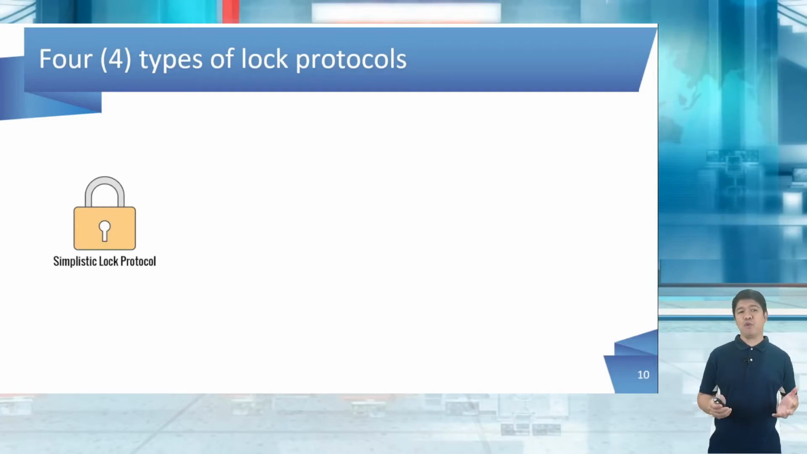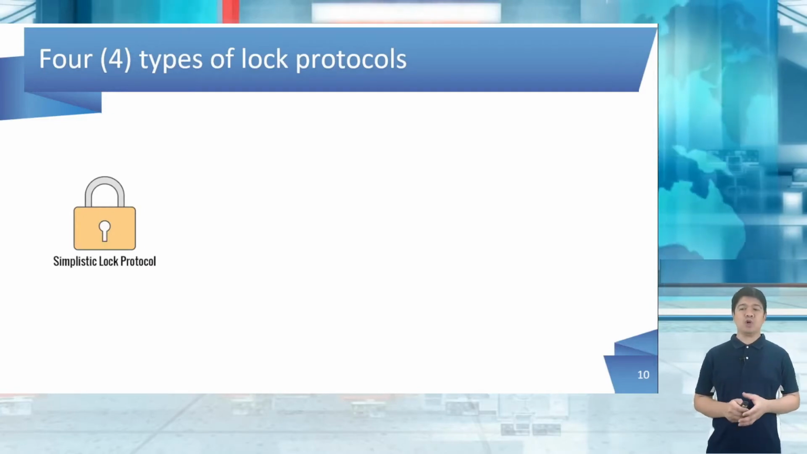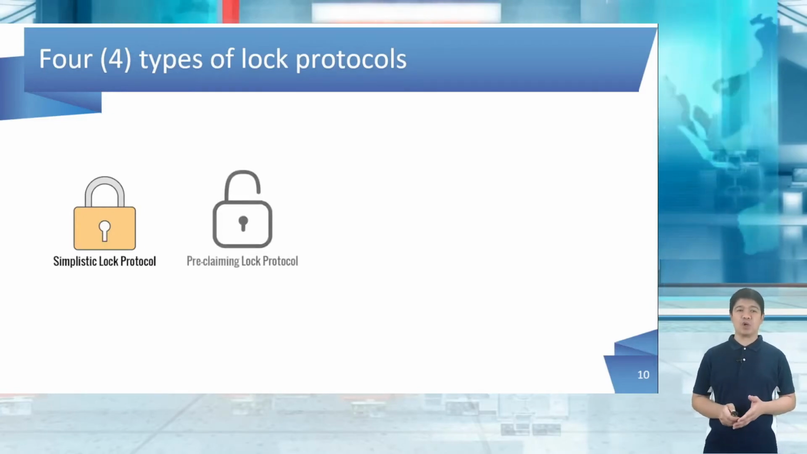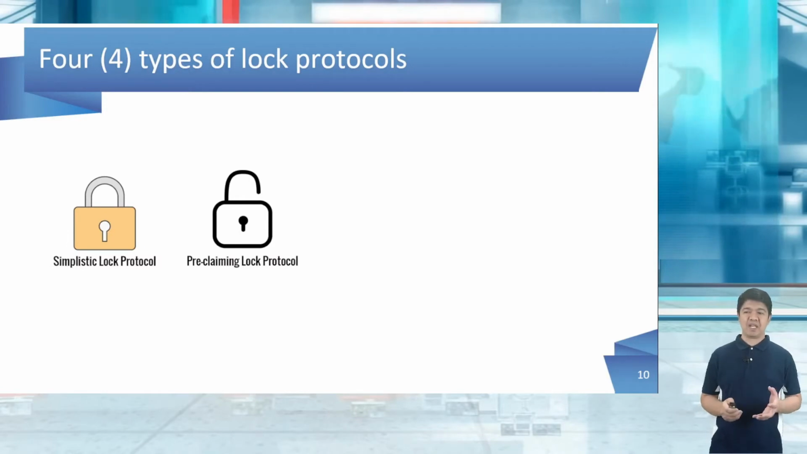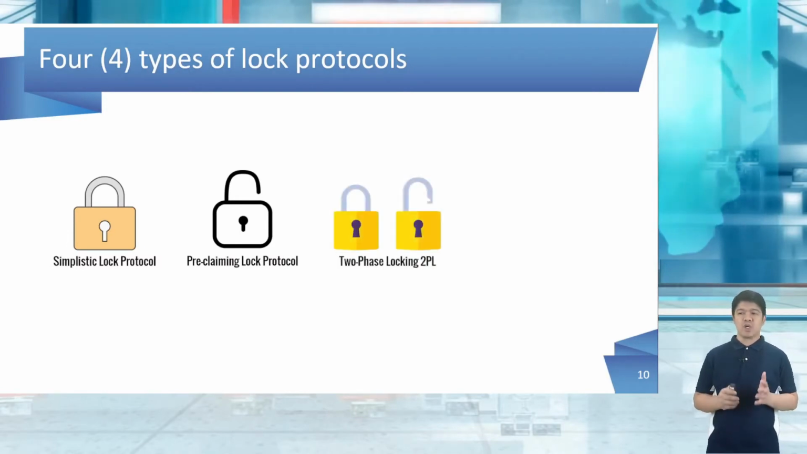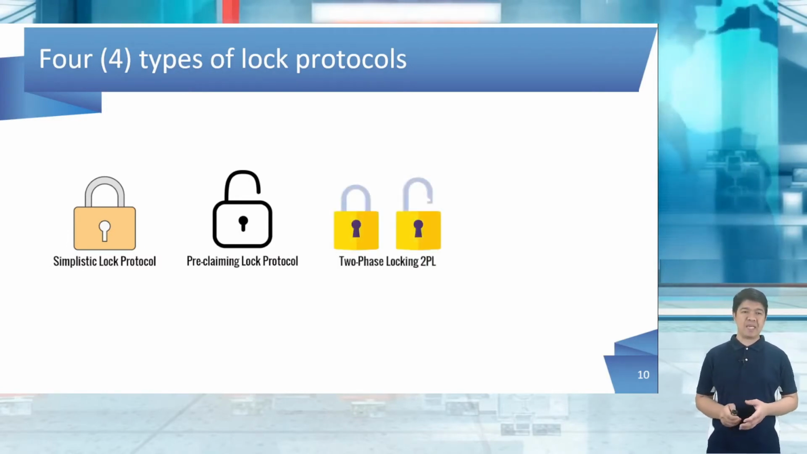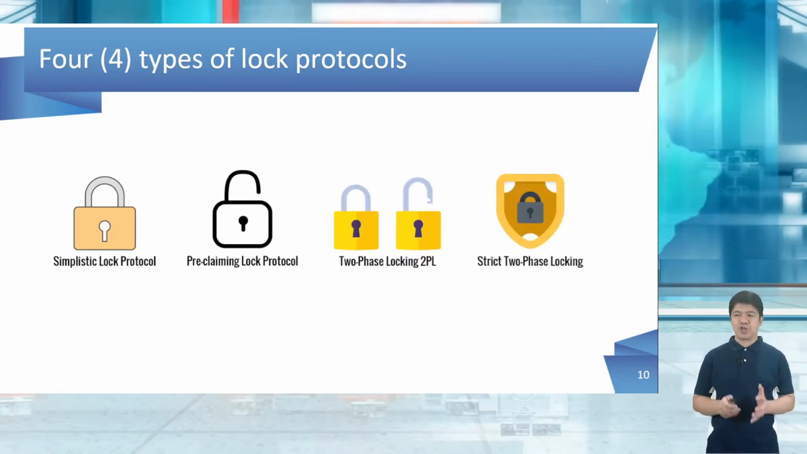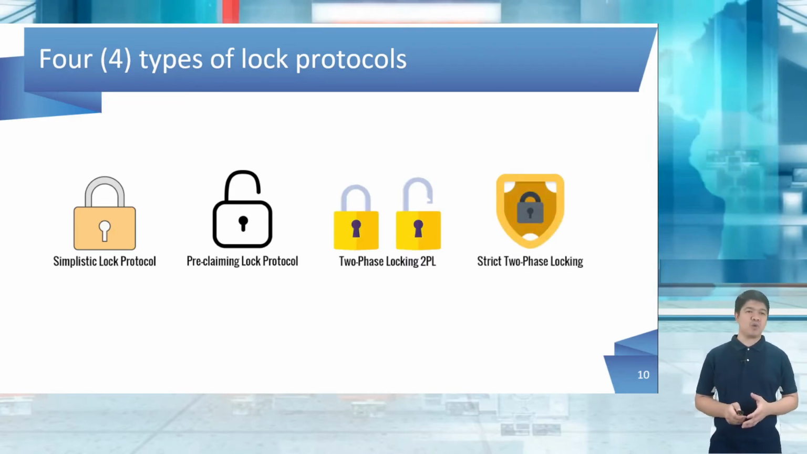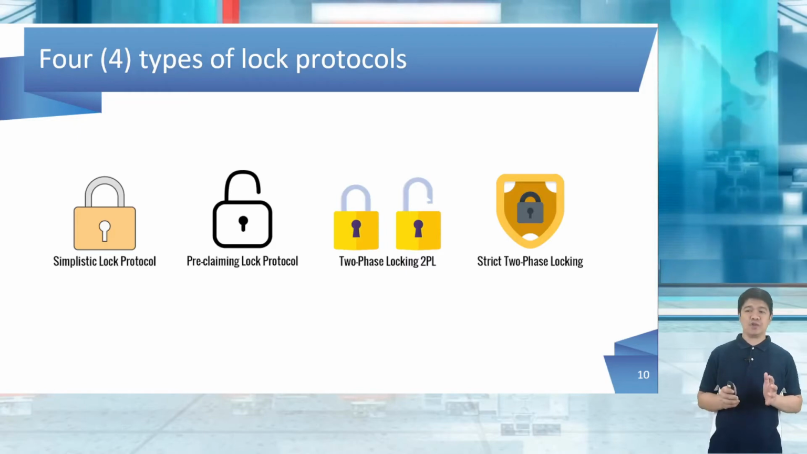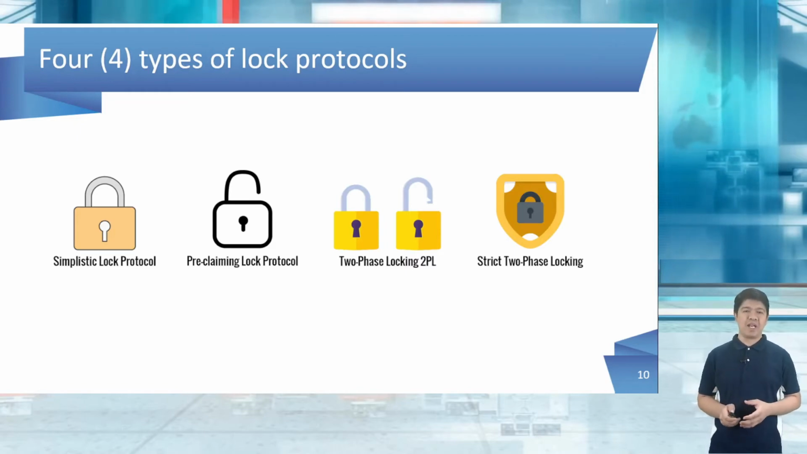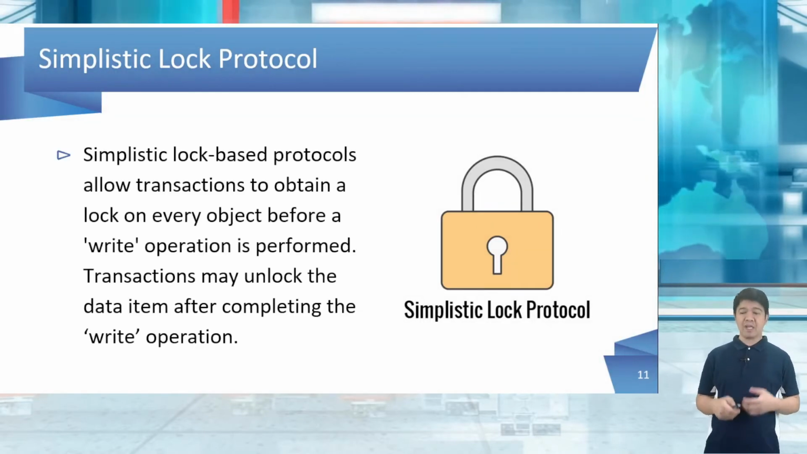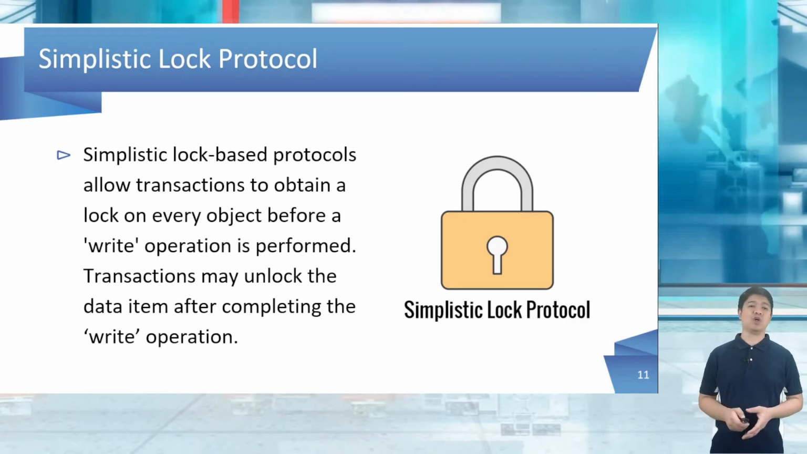So we have here the four types of lock protocols. We have the simplistic lock protocol, the pre-claiming lock protocol, two-phase locking (2PL), and the strict two-phase locking. We are going to discuss each of these types of lock protocols. Let's start with the simplistic lock protocol.